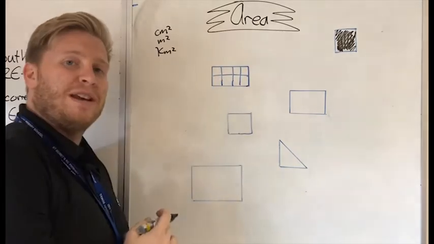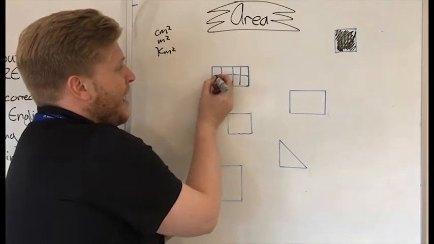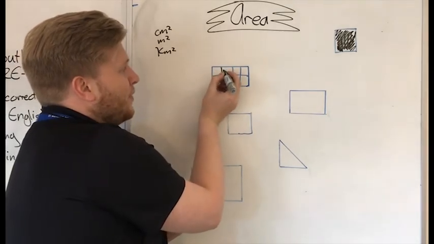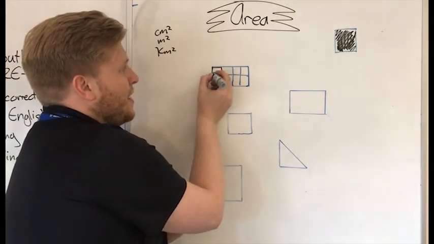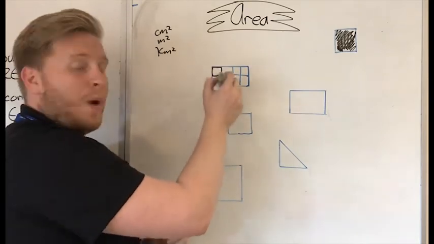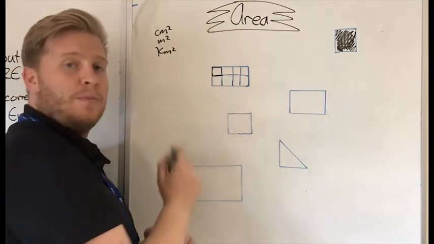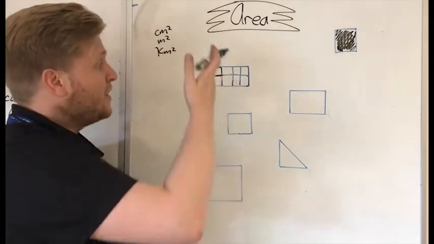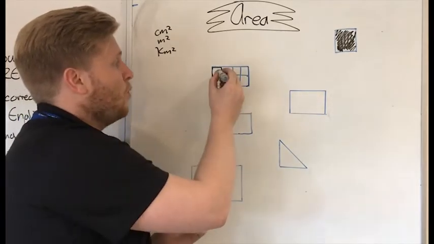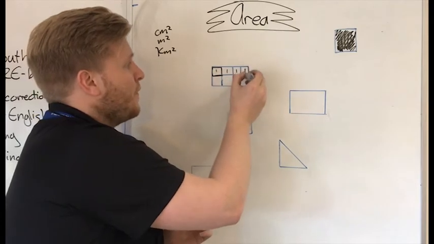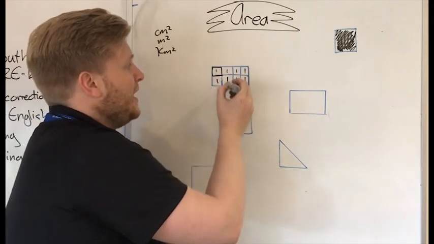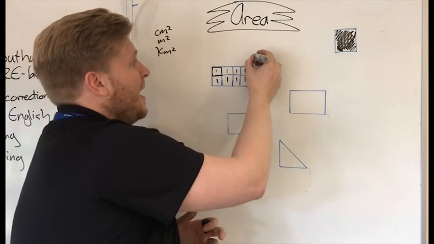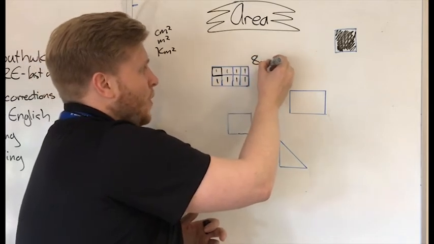So if this was being broken into centimetres squared, that would be 1 centimetre, that 1 centimetre, that 1 centimetre, that 1 centimetre. So it's a little square with 1 centimetre sides. Now, this one is easy to find the area of because it's cut into different squares. So we just go 1, 2, 3, 4, 5, 6, 7, 8. So if that was centimetres squared, that would be 8 centimetres squared.